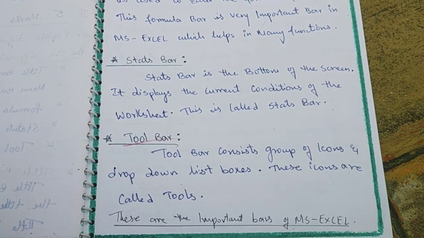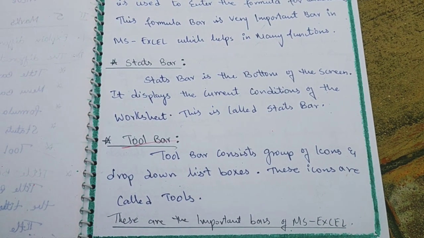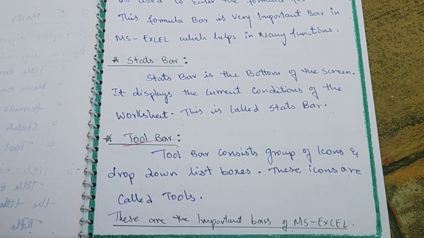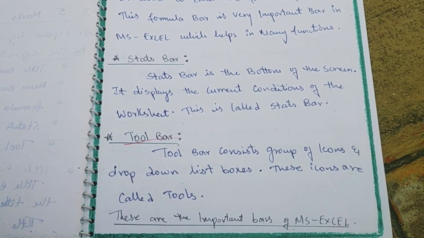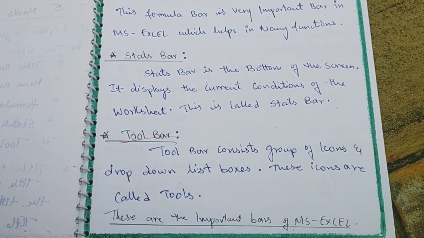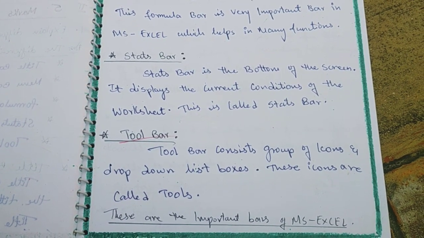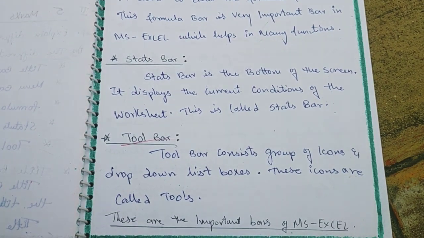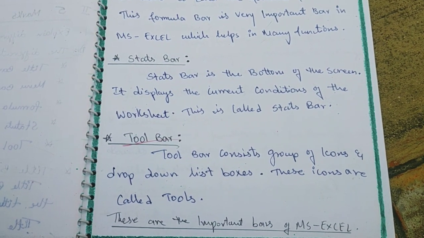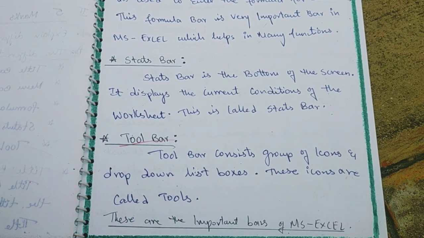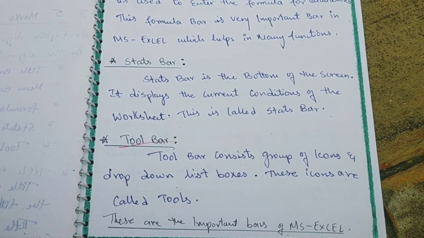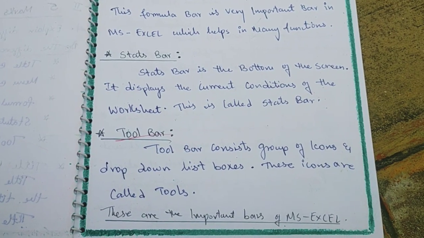Status bar is at the bottom of the screen. It displays the current condition of the worksheet. Status bar is located at the bottom of the screen. It displays what you are actually working on, the current worksheet you are working with. It displays the current condition of the worksheet.